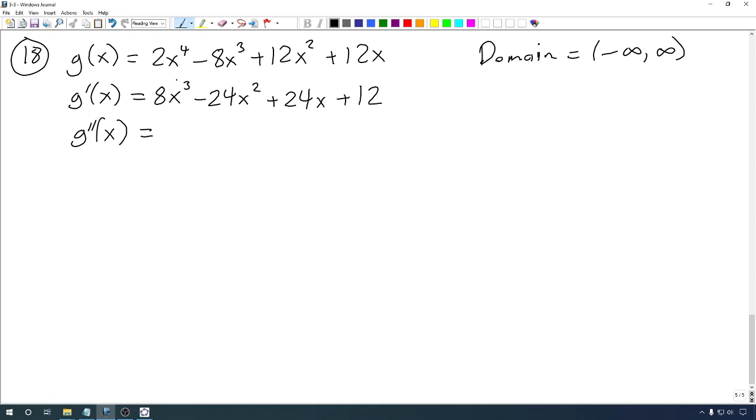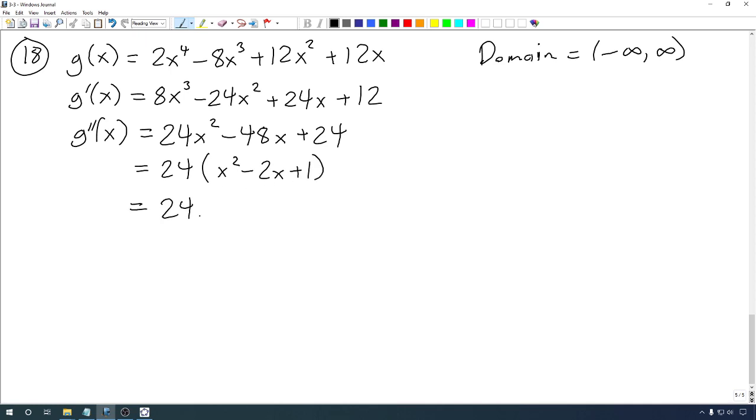So this 8 times 3, we get a 24 times x squared. Here we get a minus 48 times x, and a plus 24. The 12 goes away. And what's really nice here is we can go ahead and pull out a 24. We're left with an x squared minus 2x plus 1. And in fact, this is the square of x minus 1. So we can actually simplify our expression quite a bit.